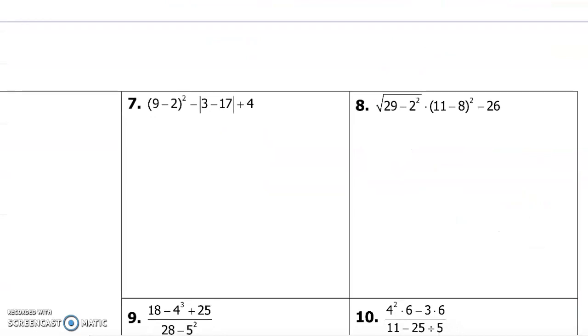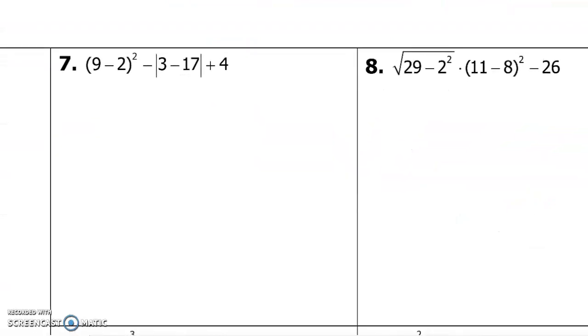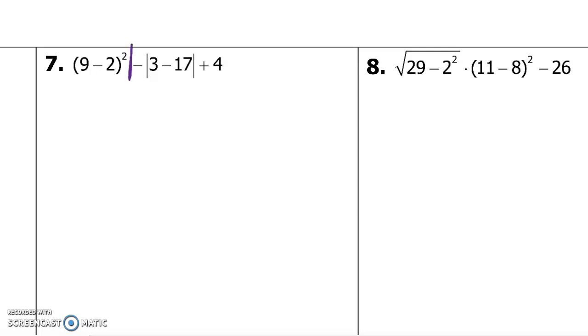So if we look at number 7, again, what I notice is we have a group right here before subtraction and a group right here before addition. So having those groupings kind of broken apart helps us because then we can do more than one thing at a time. So this first set, we have 9 minus 2 in parentheses and then squared on the outside. So you have to take care of what's inside the parentheses first. So 9 minus 2 is 7. 7 squared is 49. So I'm going to bring the 49 down.